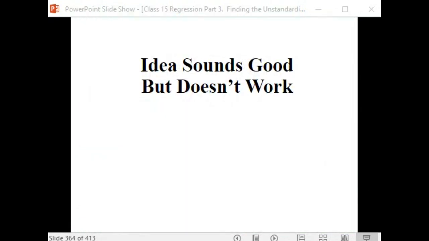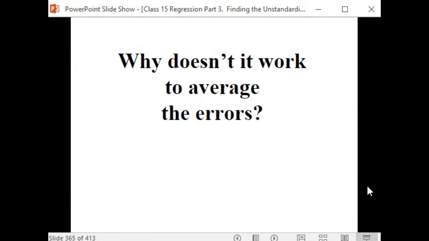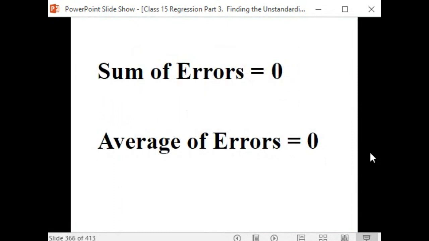Unfortunately, averaging errors is an idea that sounds good but doesn't work. Now, if you've read the book, you'll know the answer to this question. Why doesn't it work to average the errors? Okay, here's why. It turns out that the sum of the errors and the average of the errors is always 0.